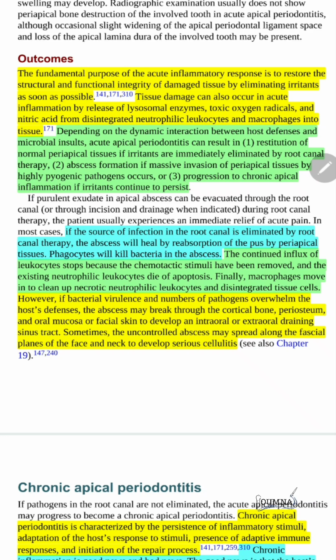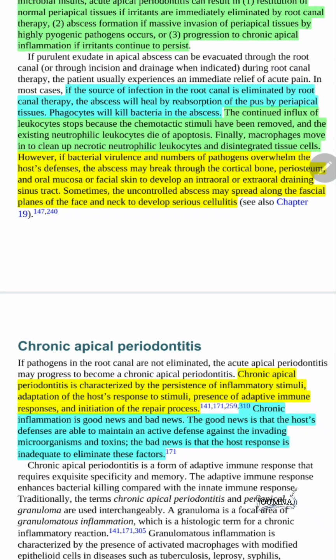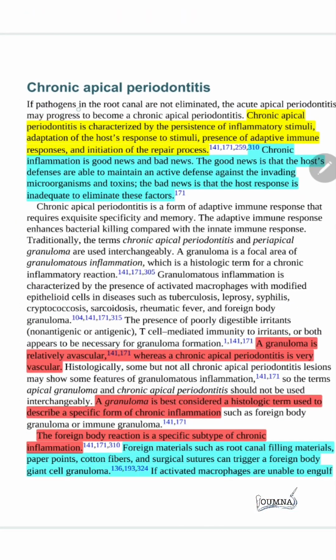But this abscess can be resorbed by the periapical tissue in the previous stages when we remove the infection from the canal in step 2. But if we proceeded to step 3 and after a chronic phase there was a change in the host's defense or the bacterial virulence, this pus will spread through these spaces and causes a serious cellulitis. The chronic apical periodontitis is what we call granuloma.